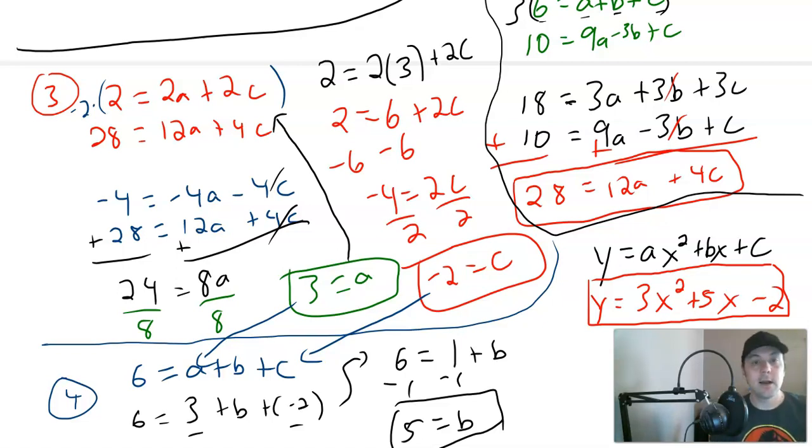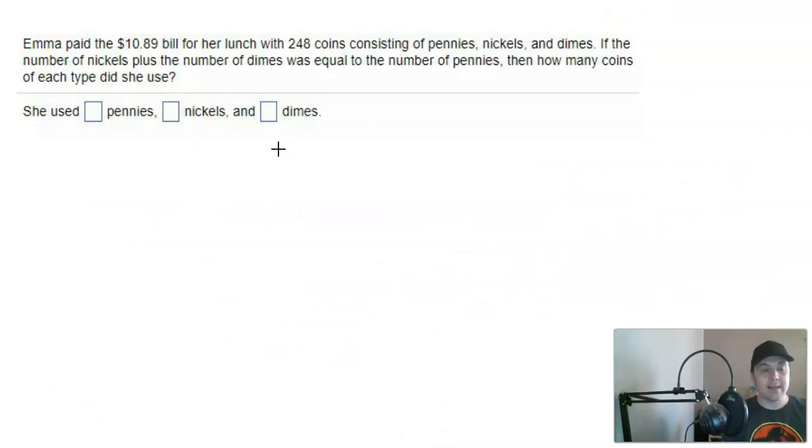All right, last problem. So I'm already at the hour mark. Again, I apologize. There is actually a pretty big shortcut for this problem, so I'll do it as quickly as I can. It is a word problem, however. Emma paid the $10.89 bill for her lunch with 248 coins. So probably not the nicest thing to do to the people working at that restaurant.